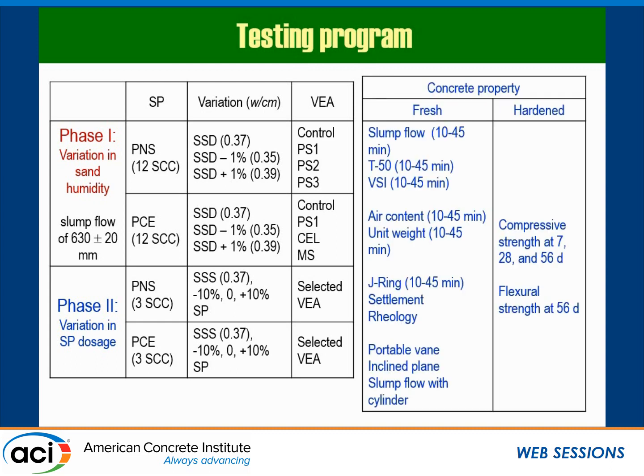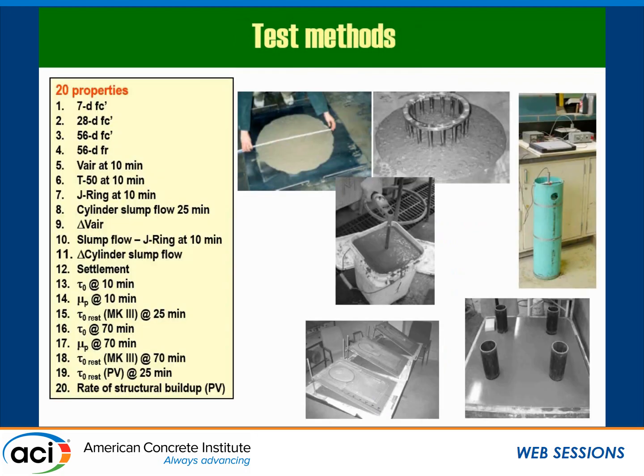Now, in terms of properties, we were very aggressive. We did a lot of different properties: slump flow retention, air volume retention, T50 retentions, etc. And then the J-ring. So Terry is not here. We did not do the L-box, thank God. Portable vane. So this is thixotropy, a structural buildup at rest, inclined plane, as well as rheometric tests. And of course, the mechanical properties of the concrete. So many different concrete mixtures, but also many properties.